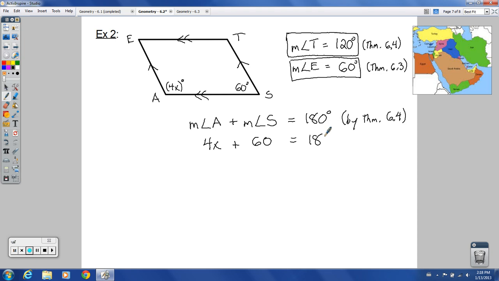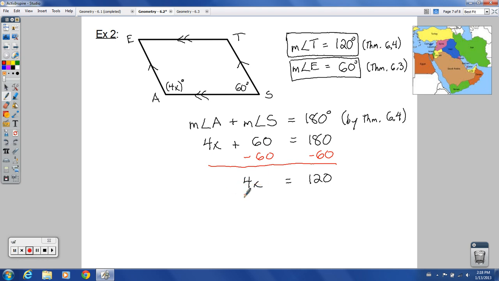And now it's an algebra problem again. So let's work out our numbers here. We'd subtract 60 and we'd be left with 4x on this side. The 60s cancel. So we have 4x equals 120. Divide by 4 and you got your answer.